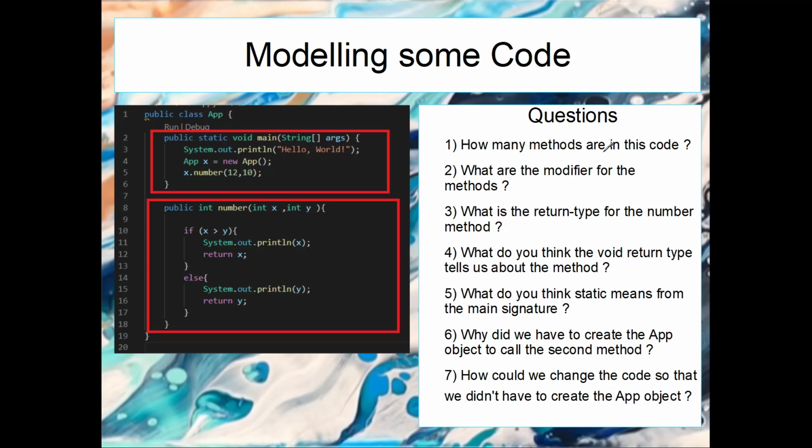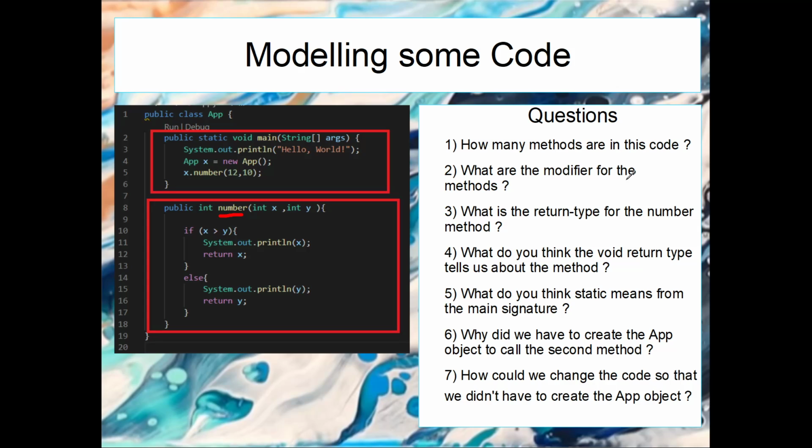So how many methods are there in that code? Well, if we look here, this is method 1. It actually gives you a bit of a hint here because we've got 2 boxes, and it actually tells you the 2 methods. So we've got one method here and the second method here. The first method is called main because we've got the main there. The second method is called number.